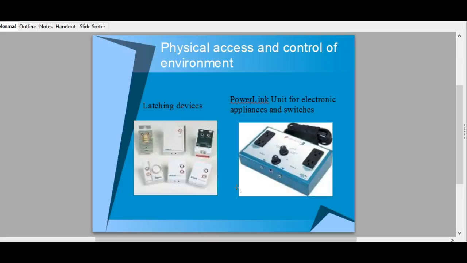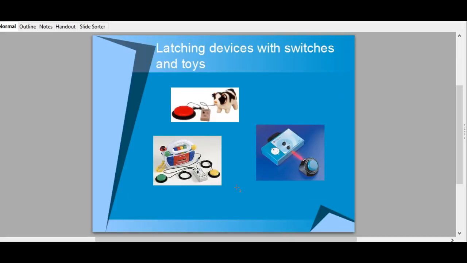Here is a few latching switches and a power link that also has a latching device. As you can see, the power link plug. And here's the last picture that also has switches connected to different toys. More and more these would not be using cables and batteries, but would be infrared, so they can be used at a distance.